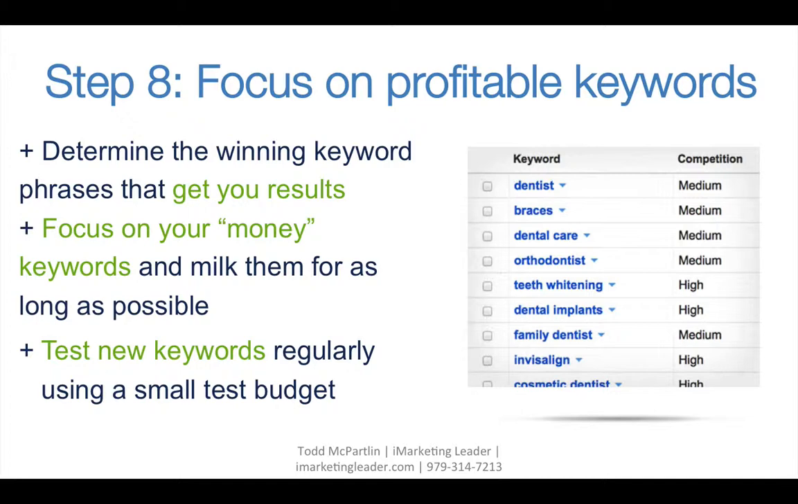So if you're a dentist, dental implants, you can see from this screenshot, very high competition. Why? Because that costs a lot of money. Teeth cleaning, if you're a dentist, you know that kind of pays the bills. But implants, teeth whitening, orthodontist, those actually build a profitable business. And you want to be testing new keywords regularly, but using a small budget. Again, Google makes this very easy where you can just give a little bit of money and do a little bit of testing.